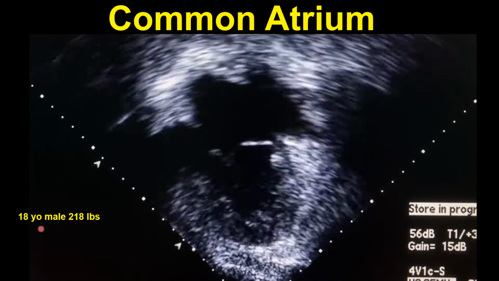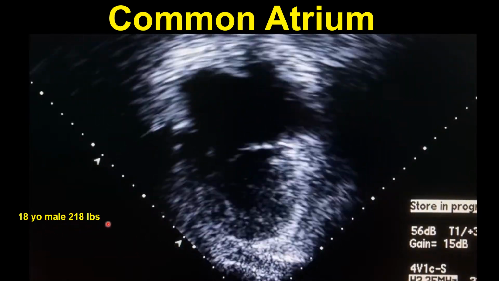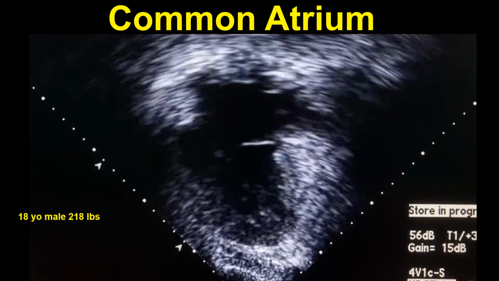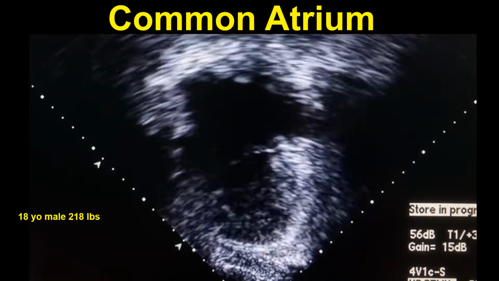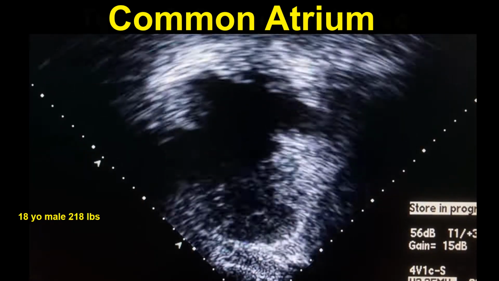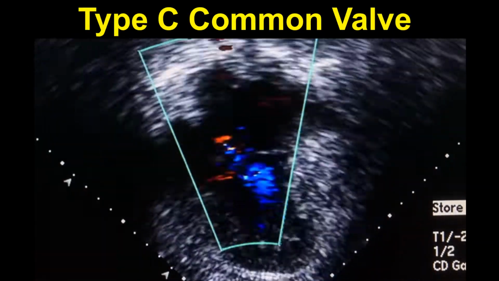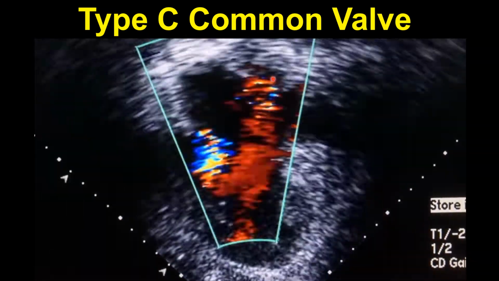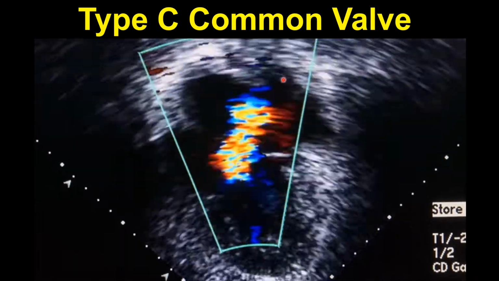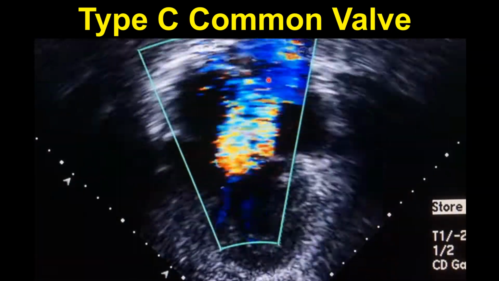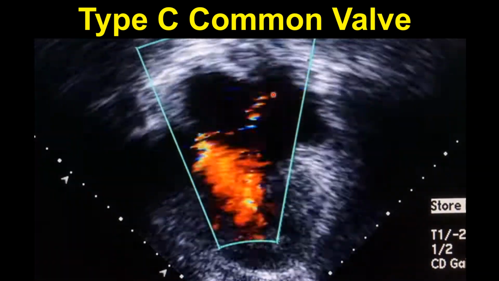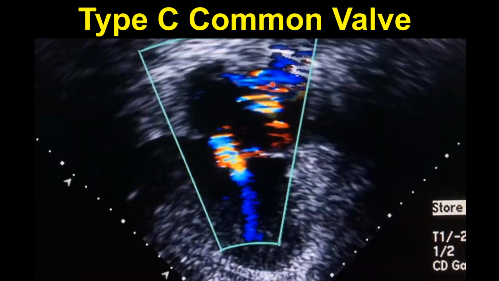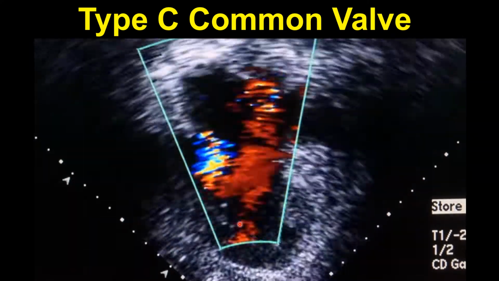So again, this is an 18-year-old male. He's 218 pounds. He comes into the office with tachypnea and tachycardia. So let's see how this valve is doing. Okay, we can see that the jet goes all the way back to the wall of the common atrium and is hitting that wall, and is probably what that little bit of fluttering was that we saw.